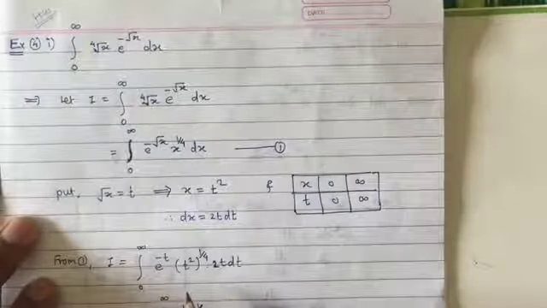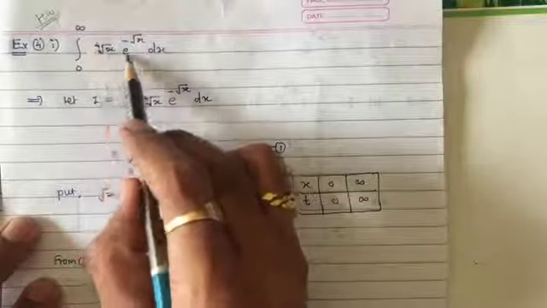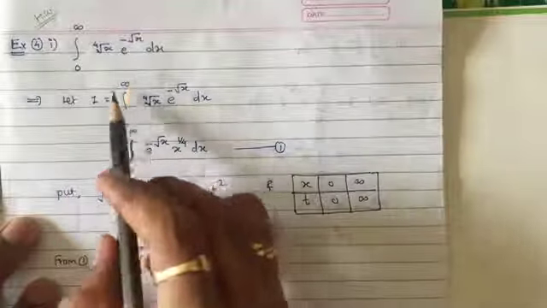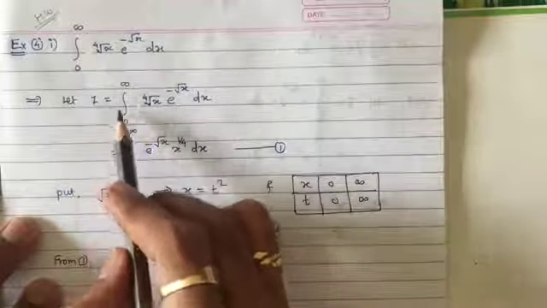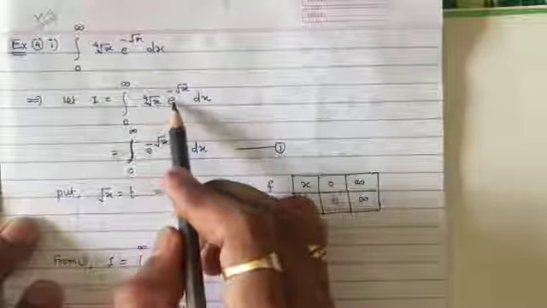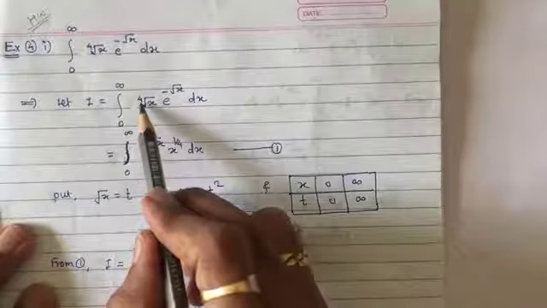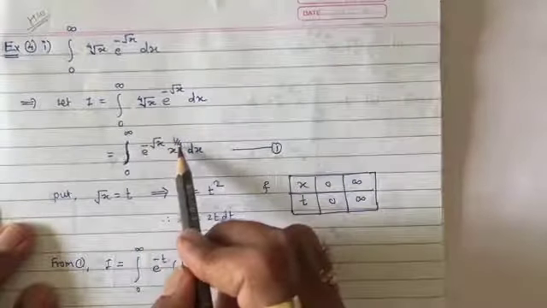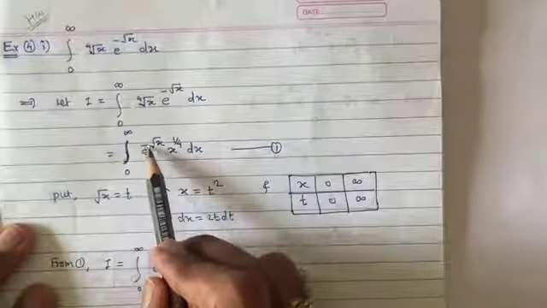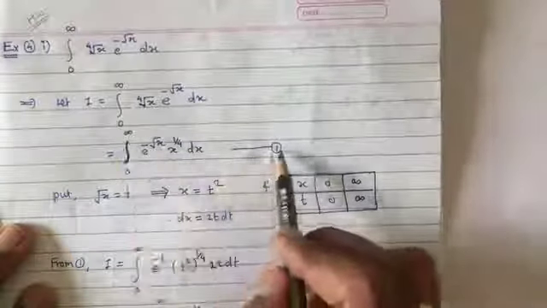Homework example first. Here, integration from 0 to infinity of fourth root of x times e raised to minus root x dx. First of all, consider the given integration, that is I equals integral from 0 to infinity of fourth root of x times e raised to minus root x dx. Now, fourth root of x is nothing but x raised to 1/4. Then the given integration becomes integral from 0 to infinity of e raised to minus root x times x raised to 1/4 dx. Consider this as equation number 1.